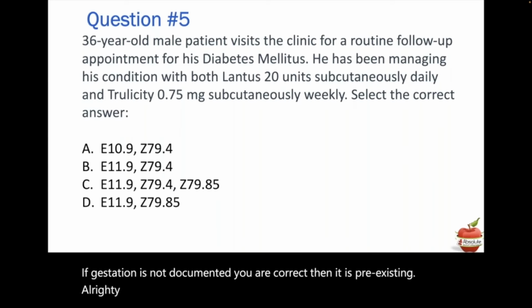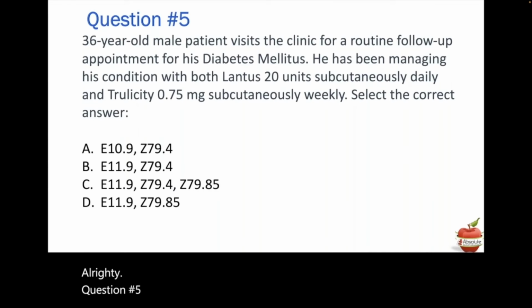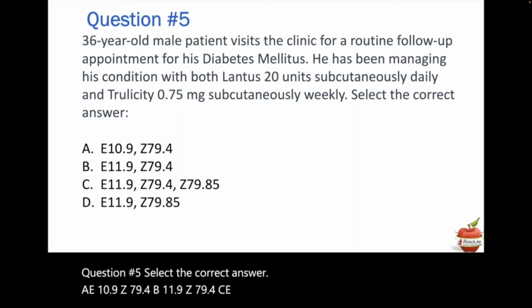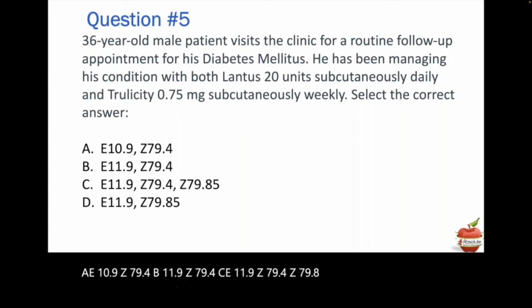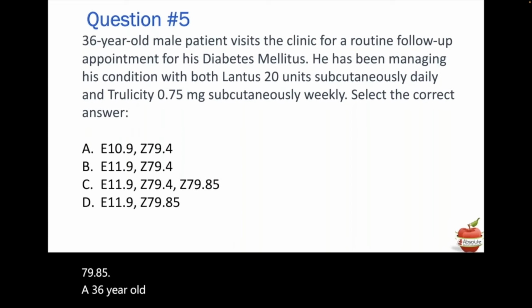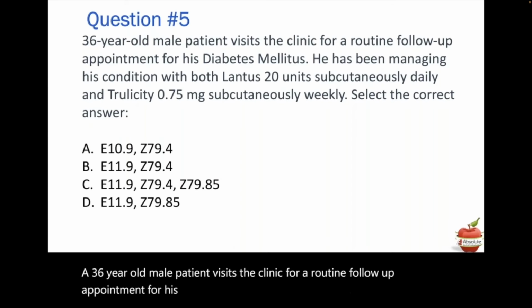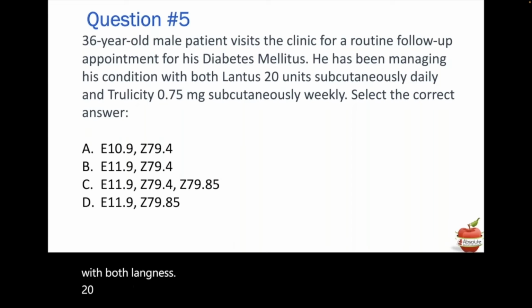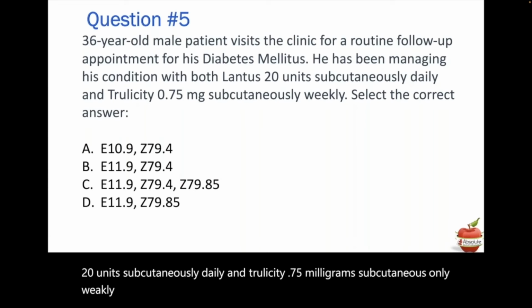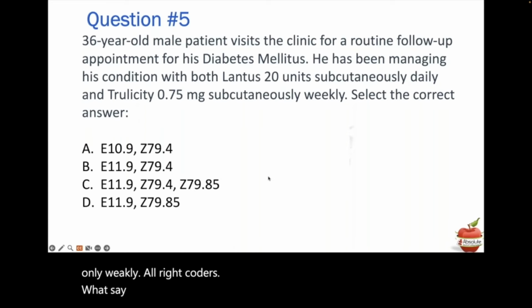All righty. Question number 5. Select the correct answer. A, E10.9, Z79.4. B, E11.9, Z79.4. C, E11.9, Z79.4, Z79.85. And D, E11.9, Z79.85. A 36-year-old male patient visits the clinic for a routine follow-up appointment for his diabetes mellitus. He has been managing his condition with both Lantus, 20 units subcutaneously daily, and Trulicity, 0.75 milligrams subcutaneously weekly. All right, coders, what say you? Your time begins now.